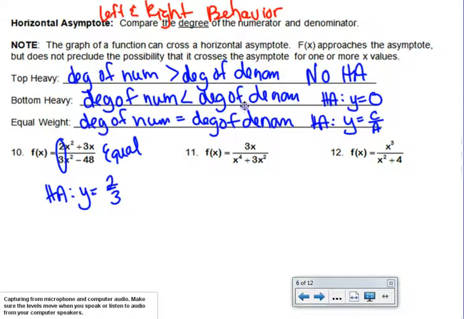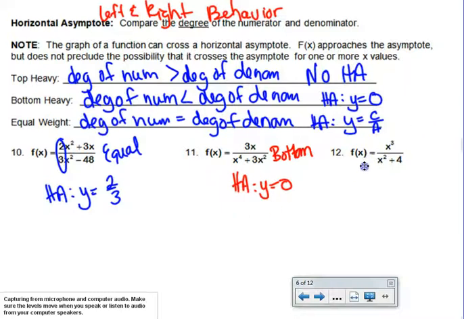Number 11, I have a linear over a quartic, which means we are bottom heavy. And the bottom heavy says when you have a bottom heavy rational expression, your horizontal asymptote is at the line y equals 0. Which means on the ends, right and left ends, it's going to be approaching the x-axis. We'll see examples of this on the calculator in a bit.